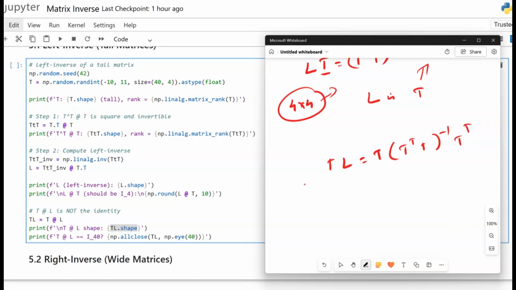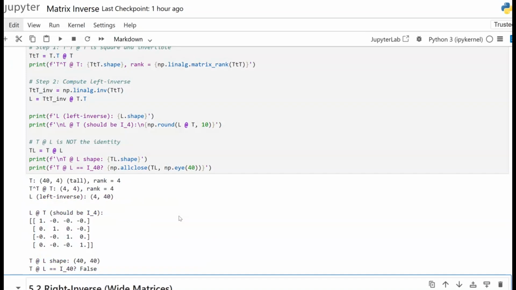Actually, this is the projection matrix. So this is exactly the projection matrix. Rather than this TL, we can just directly specify P is equal to T, (T transpose multiplied by T) whole inverse, multiplied by T transpose. So this is the projection matrix. We are also going to have that. Let me execute and see what the output is.